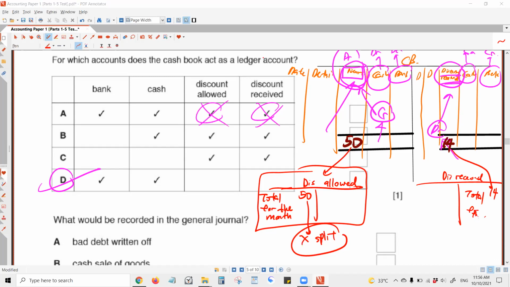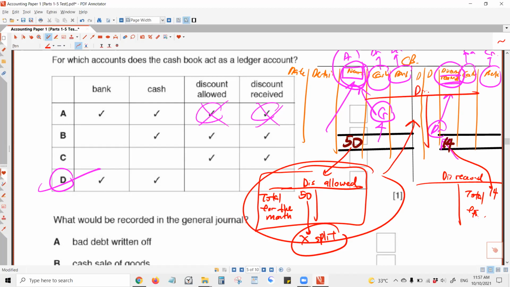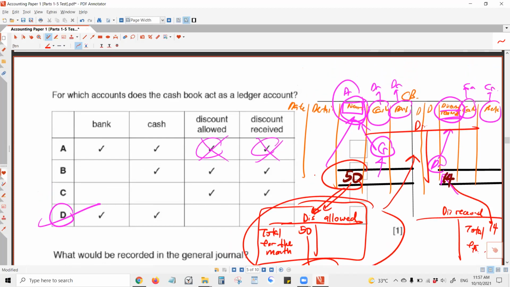Okay, then you are telling me both discounts still have ledger account, but can you see the discount allowed inside the cash book? Can you see I placed the discount account inside the cash book? No, it's not in the cash book. After you have transported the figure to this account, then the discount allowed account appears. It's asking you for which accounts does the cash book act as ledger account? Only cash and bank account. After you have transported the figure, then only the discount received and discount allowed accounts appear. Must remember the cash book contains only two accounts, cash account and bank account.